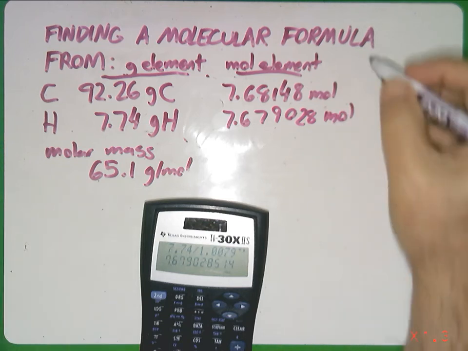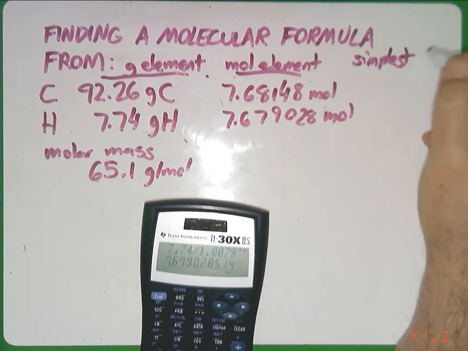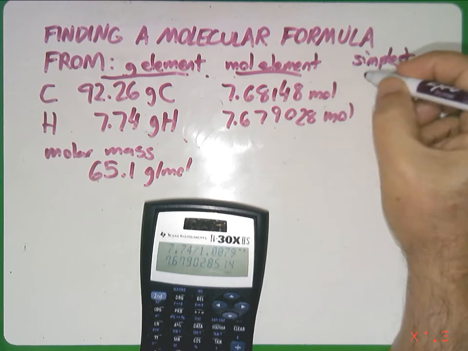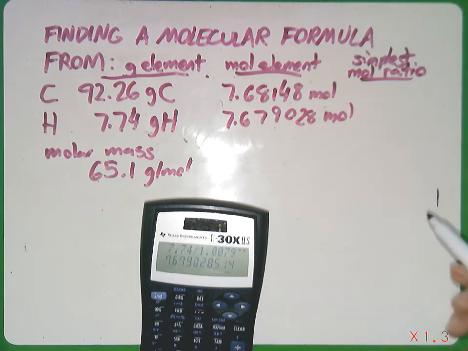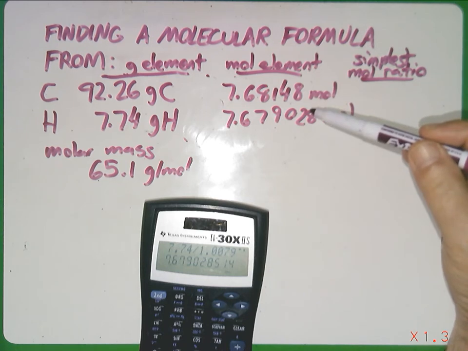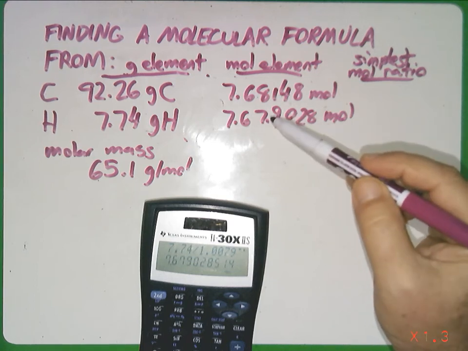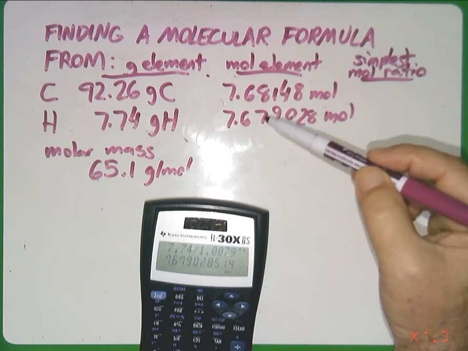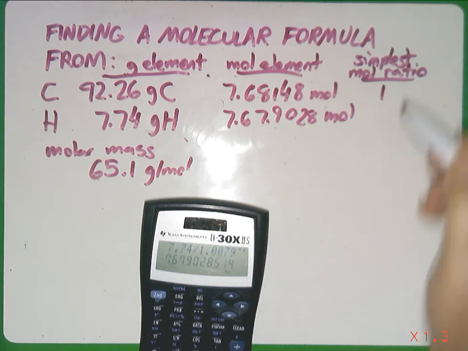Alright, the next step I do is find the simplest mole ratio. If things work out right, these will be the subscripts in my empirical formula. Alright, how do I find that? The easiest way to do it is look at your numbers in your mole column here. Pick out the smallest one, that'll be this one, and divide everything in that column by the smallest one. Now I can see right away that if I divide this by this, I'm going to get something really close to 1. I'm going to just say it's 1.